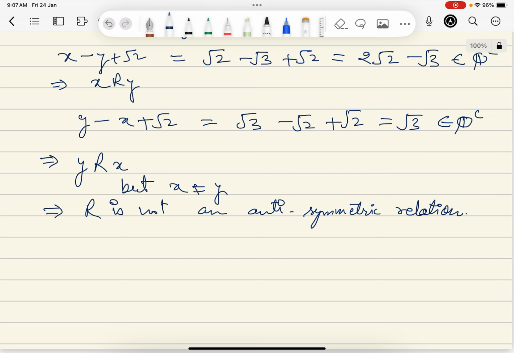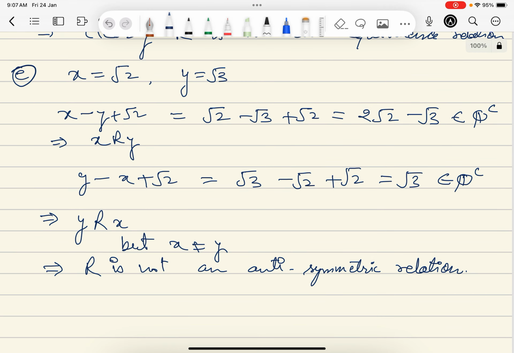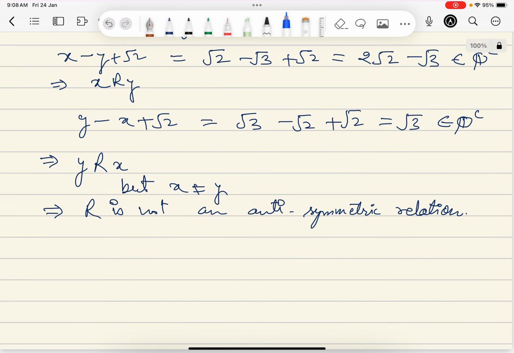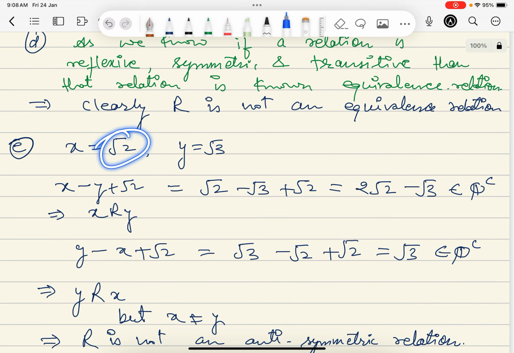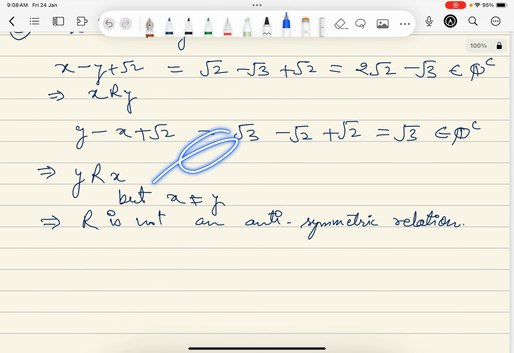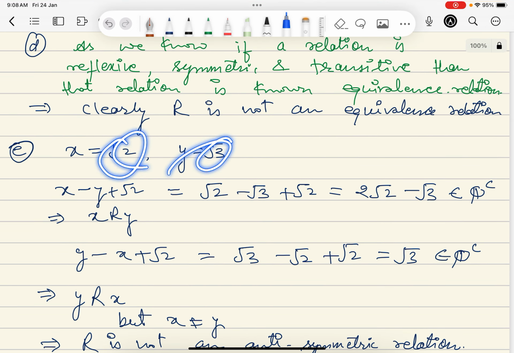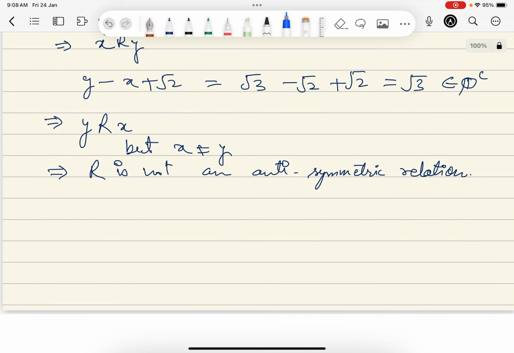Okay, is it clear? Here we see that x is related to y and y is related to x, but the condition that x does not equal y. That's why this relation is not an anti-symmetric relation. Okay, all clear? Here x is root 2 and y is root 3. Okay, both are not equal.